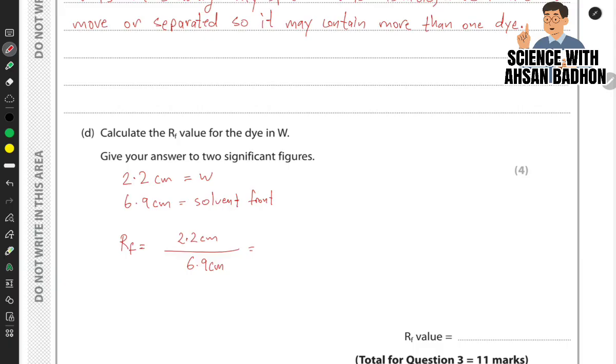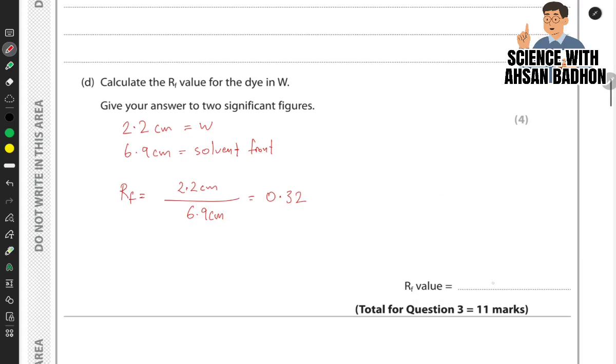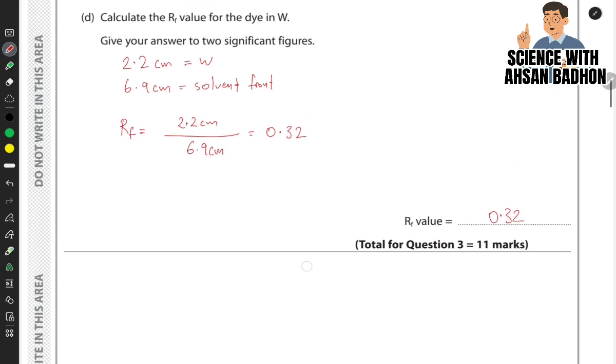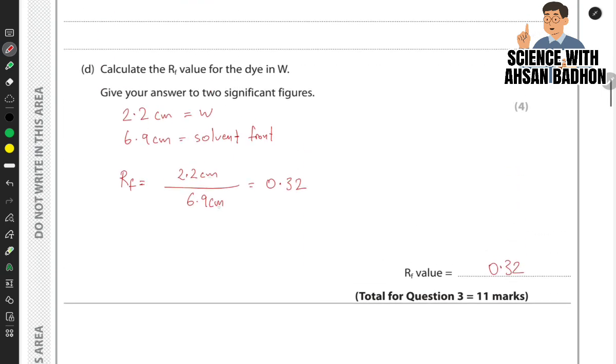So if you calculate it, it should give you 0.32 to 0.33. Okay, so the RF value is 0.32. And since RF value is cm by cm, so it does not have any units. So it is only a ratio, it does not contain any unit.